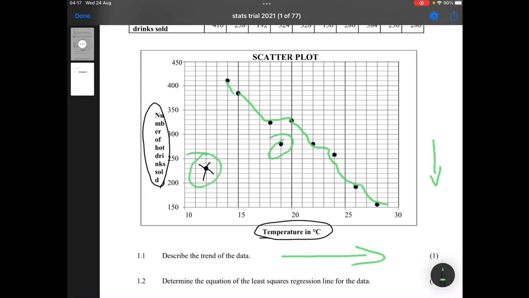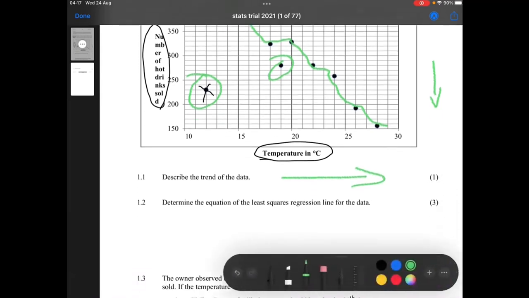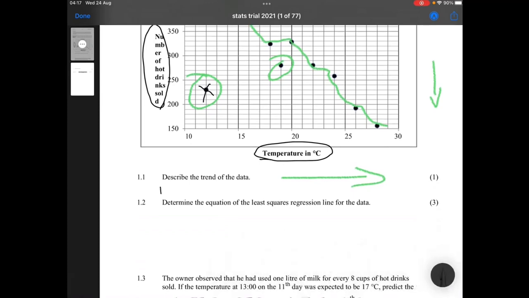But then the general trend, when the temperature is increasing, the number of hot drinks sold is decreasing, which makes perfect sense. You would expect people to buy fewer hot drinks when the temperature is increasing, right? So here, the trend of the data, when the temperature increases, the number of hot drinks sold or bought decreases. And then 1.2 says, determine the equation of the least squares regression for the line.